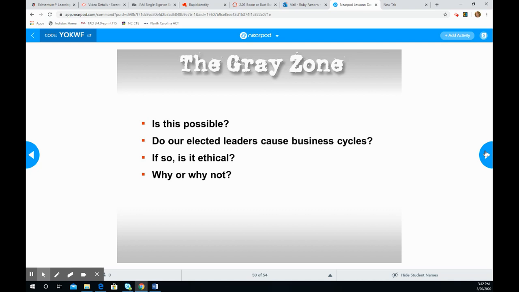I mean, honestly, think about this. Do you think it's possible? Do our elected leaders cause business cycles? If so, do you think it's ethical? And remember, ethical is what's right, what's wrong. So if it's ethical, it's right. If it's unethical, it's wrong. Think about this: why or why not?